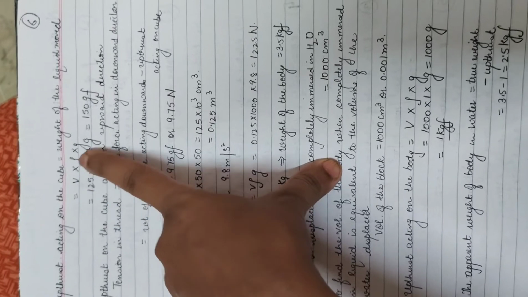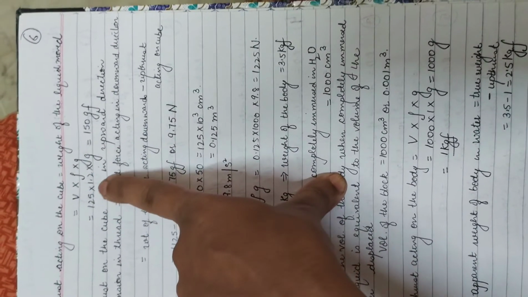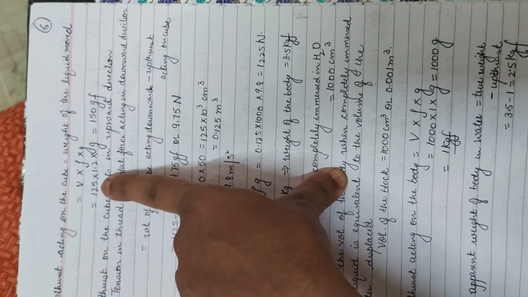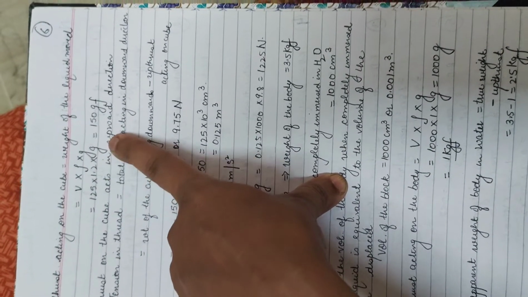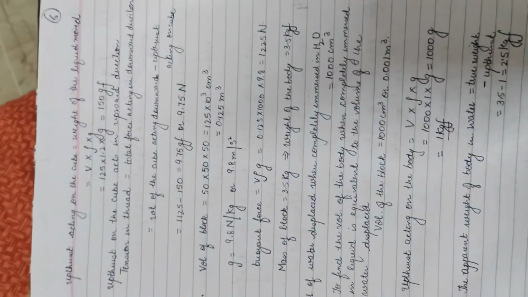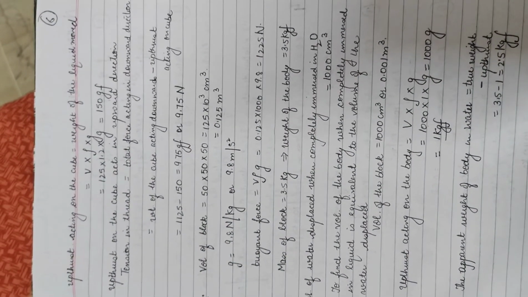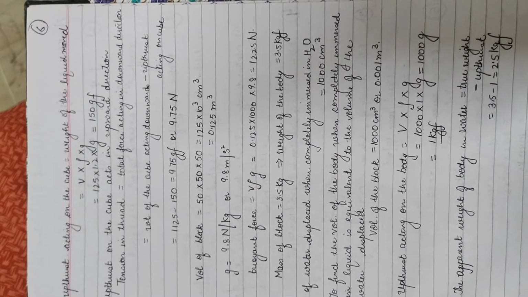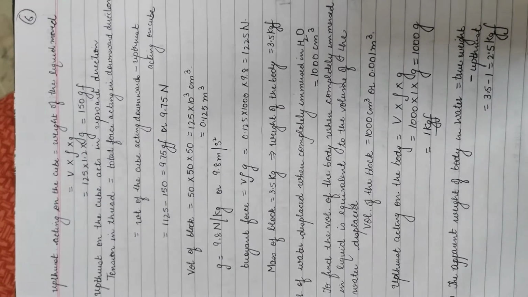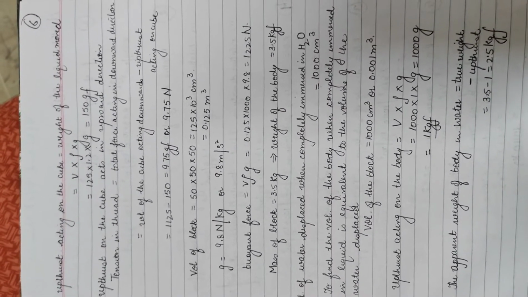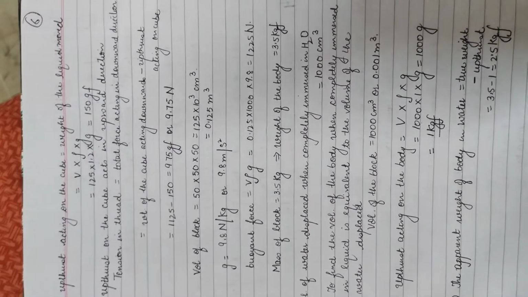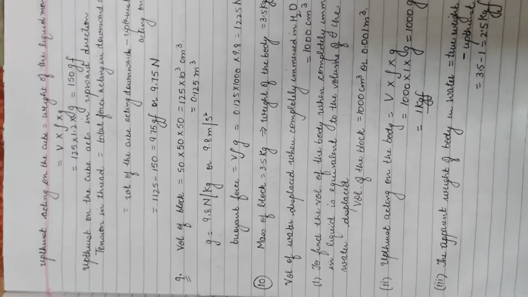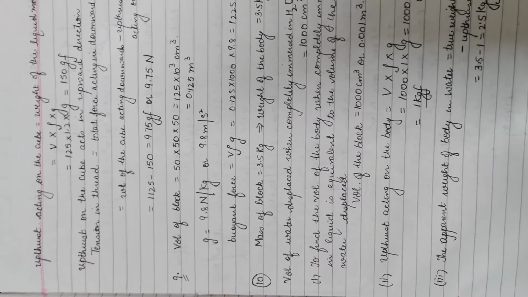So upthrust is equal to V rho g. When we calculate the value of the upthrust, by putting the value of volume, the density and the g, we get the value as 150 gf. So the tension in the string will be equal to the total force acting in the downward direction. Okay, so that is equal to the weight of the cube acting downwards minus the upthrust acting on the cube. So when you subtract both the values, you will get the answer.